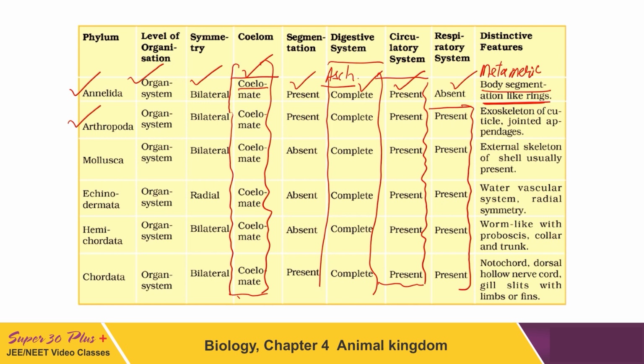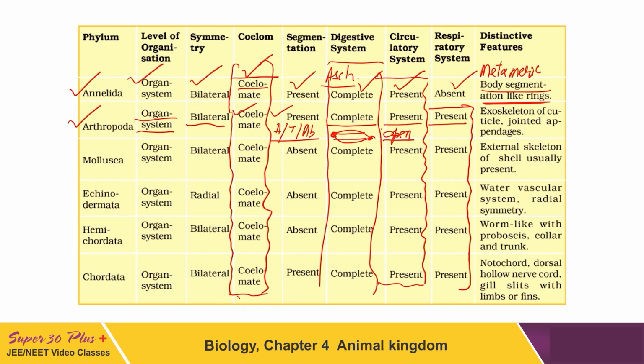Come to the next, arthropods. Organ system of organization, bilateral symmetry, true coelom, as I told you. Segmentation is present, divisible into head, thorax, and abdomen. Already I told you this division is there. Digestive system complete. Complete means the mouth and the anus are present. Circulatory system is present, but this is open circulatory system. Is it? Respiratory system is present.